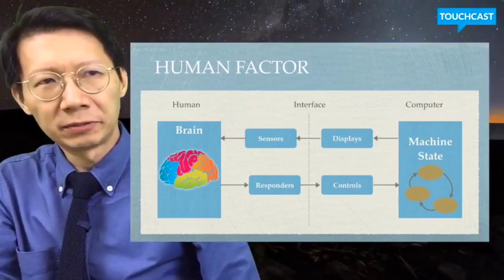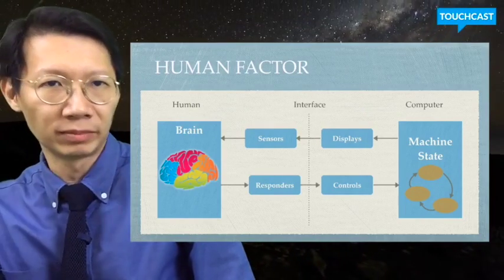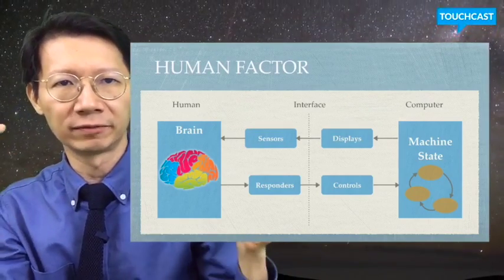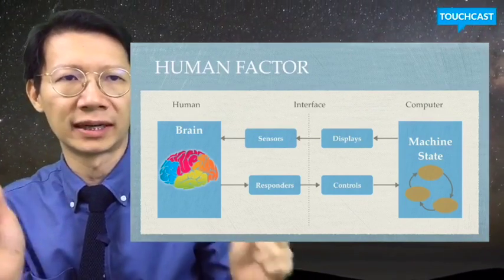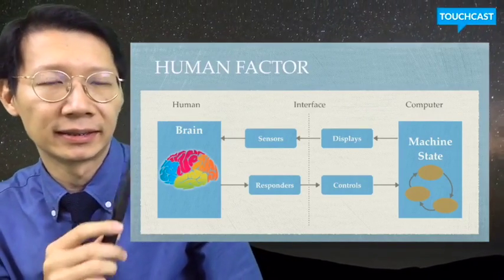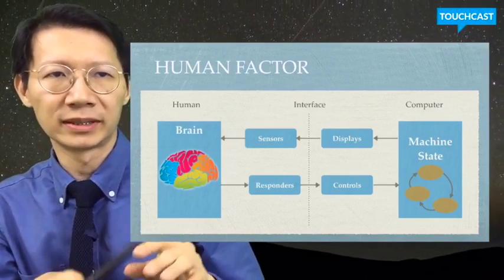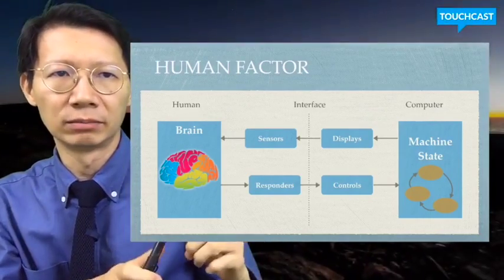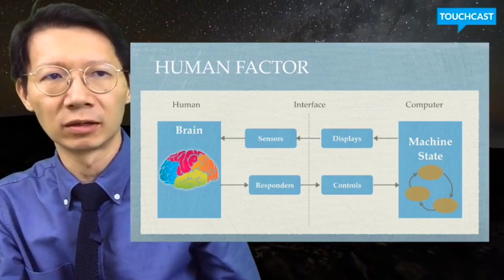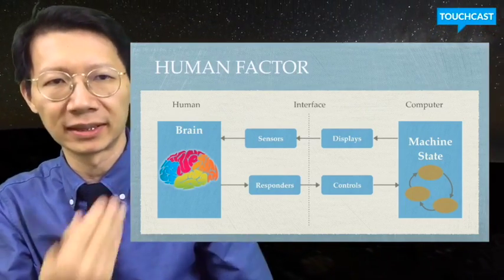The thing that we need to consider is the human factor. So on the human side, there is the brain, and on the computer side there is a machine state, and they interact between the two sides through the interface in between. In this one, you can see that sensors, for example the keyboard, are the part where you can send or receive information, and the display relates to the monitor. When you respond by typing on the keyboard, it sends control to the computer, and the computer has the machine state, while the human brain has the information processing state.